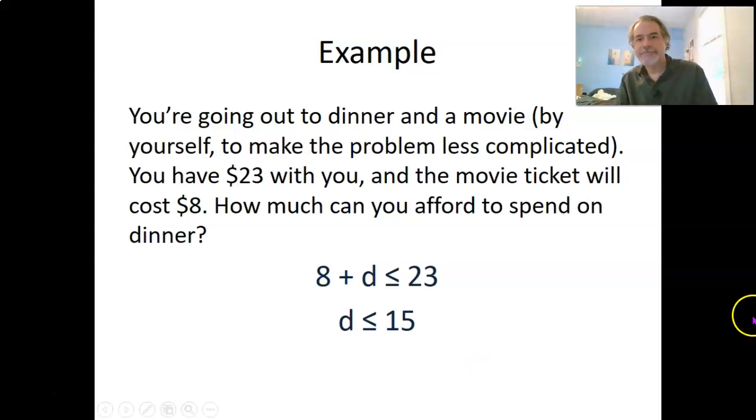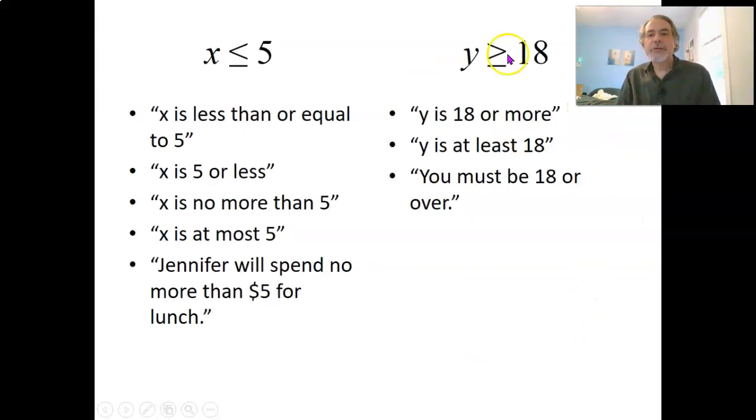Here are some other inequalities and ways they could be described in words. If we write x is less than or equal to 5, we could say it just like that. X is less than or equal to 5. I could say x is 5 or less. I could say x is no more than 5. That means the same thing. Might be 5, might be less than that, but it's no more than 5.